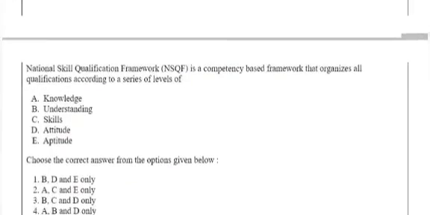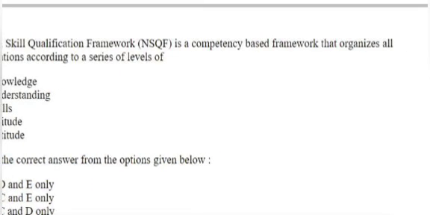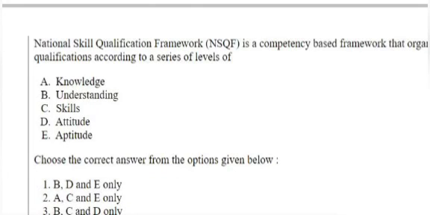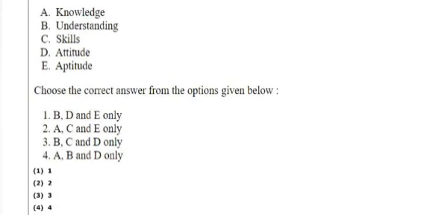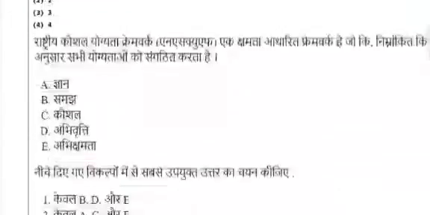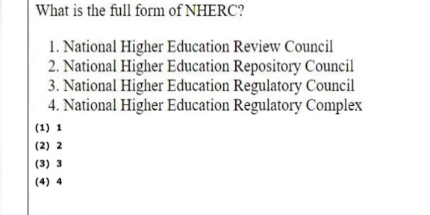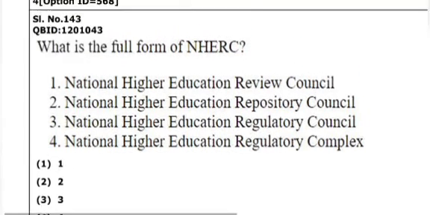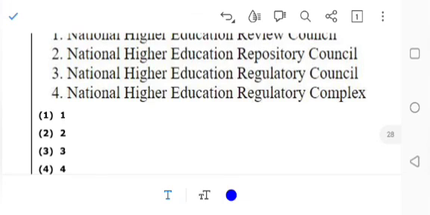Next, 42, National Skills Qualification Framework. In short, NSQF is a competency-based framework that organizes all qualifications according to a series of levels of what? Knowledge, understanding, skills, attitude. So 42, the correct option will be number B. That means A, C, and D are correct. Next, what is the full form of NHERC? National Higher Education Review Council, National Higher Education Repository Council, National Higher Education Regulatory Council, National Higher Education Regulatory Complex. So 43, what will be the correct option? C will be the correct option. National Higher Education Regulatory Council.